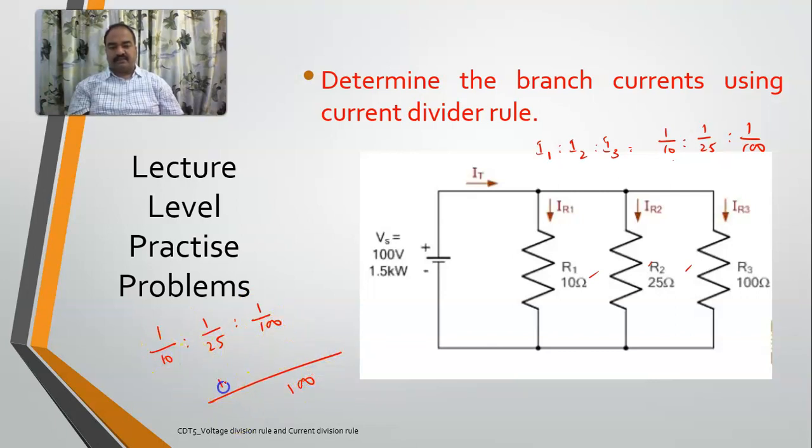So 10 tens are 100, and 25 is 4 times, and 100 is 1. Just eliminate the denominator part. So the ratio is now 10 is to 4 is to 1. So what is the I1 share? 10 by the total 15, into whatever current you are getting here. That you should determine.